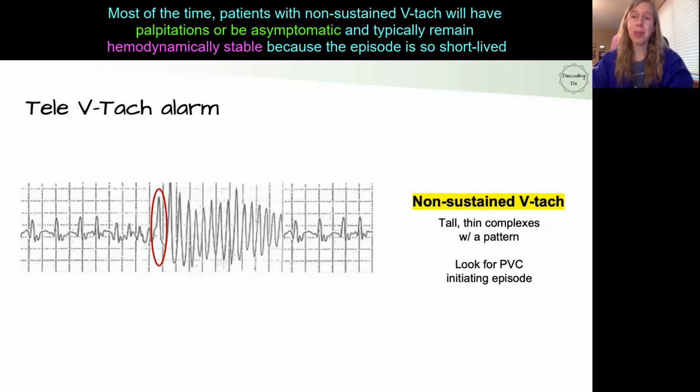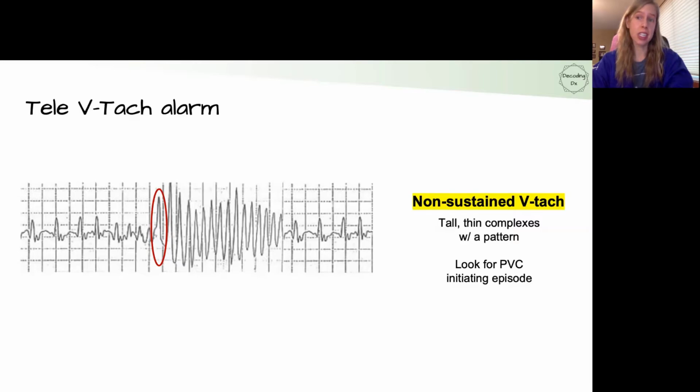You definitely want to check their med list for any QT prolonging meds because that can trigger the R on T phenomenon. If this is new or they're symptomatic, you definitely want to consult cardiology and see if there's something that they can help you manage or figure out. And just in general, the reason that we worry about V-tach is because it can decompensate into V-fib, which is an extremely unstable rhythm. All right, let's get another example.